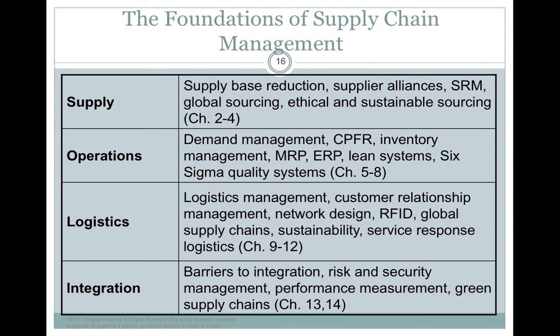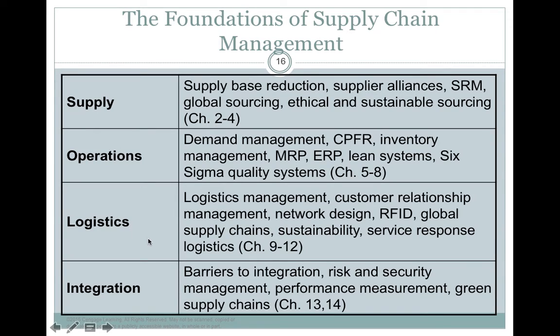These are the 4 elements of supply chain management. In chapters 2 to 4, you will learn about supply management: how to choose suppliers, how to evaluate the suppliers, and how to work with your suppliers. Operations is the second element. You will learn about inventory management, MRP, ERP, quality management, Six Sigma.